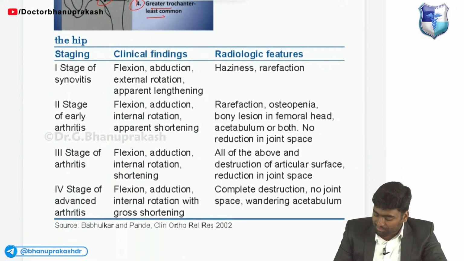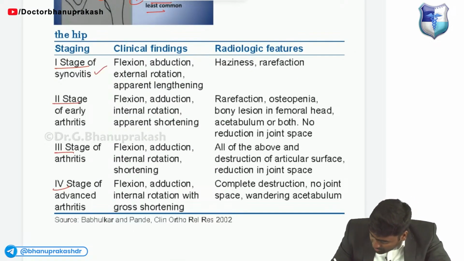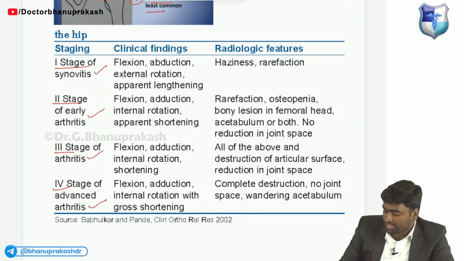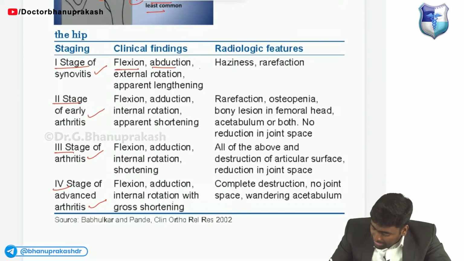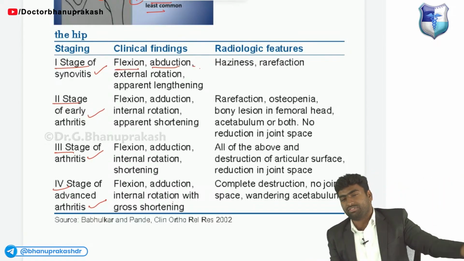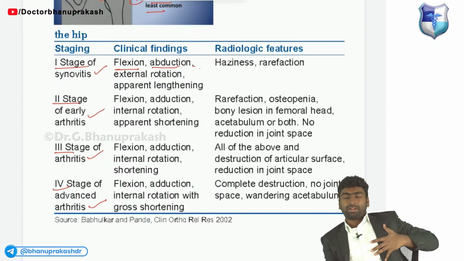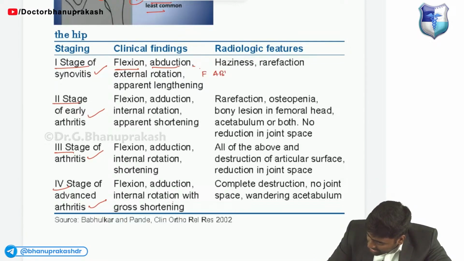And there are a few stages: stage 1, 2, 3 and 4. Stage of synovitis, early arthritis, stage of arthritis and advanced arthritis. See, in the case of synovitis, you will feel pain. So what you will do, you will flex and abduct. You will keep the position of ease. If you keep it somewhat apart, you will feel some relief from the pain. So it is flexion, abduction and external rotation.